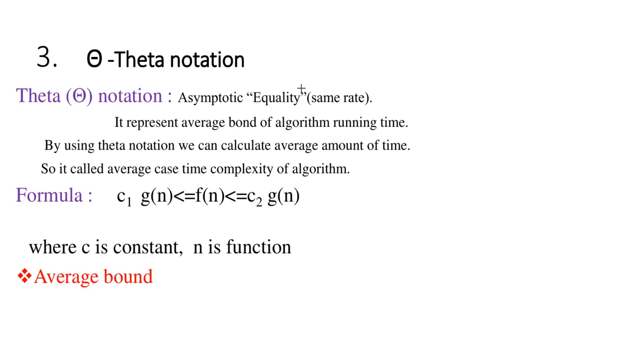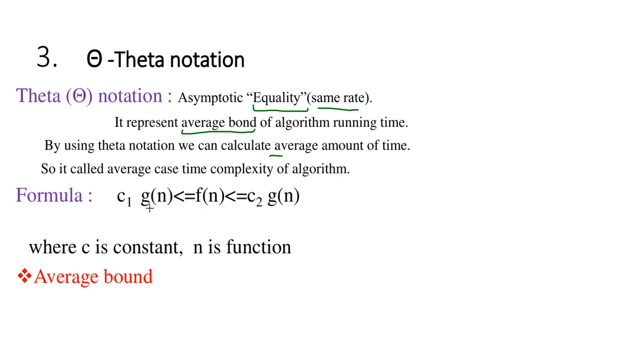In this lecture, we'll discuss theta notation. Theta notation is asymptotic notation to denote equality or a same rate. Or we could also say that it represents an average bound, or maybe an exact bound, of a running algorithm in running time. So by using theta notation, we can calculate the average amount of time needed for a code. So it is called the average case time complexity of an algorithm.